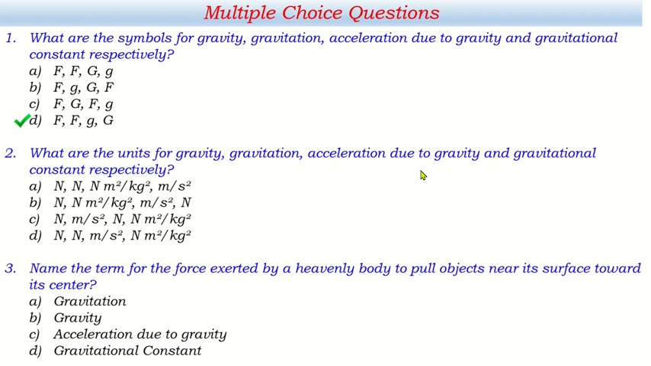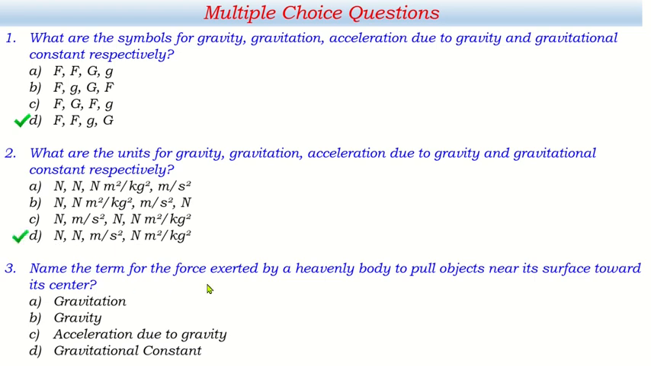Now the same physical quantities, but their unit is asked. Gravity, it is a force, it is measured in Newton. Gravitation, also force, measured in Newton. Acceleration due to gravity, meter per second square. Now the fourth one I'll see later. The fourth physical quantity is gravitational constant and its unit is Newton meter square by kg square. Yes, the option number D is correct.